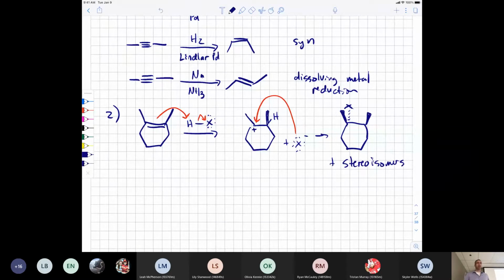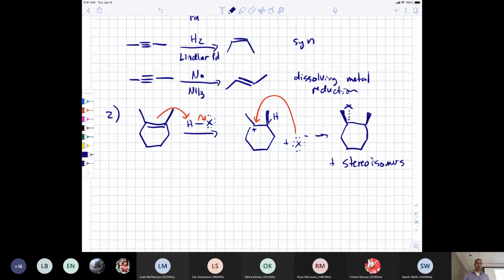Because that carbocation is flat, the nucleophile can attack at the top or the bottom. So it's 50-50 chance, so you're going to have a pair of enantiomers. Also, the hydrogen, when it goes on, can go either in the front or the back. So there's going to be a 50-50 chance of that too. So you have a total of 4 stereoisomers, which would be RR, RS, SR, and SS. And all of them can be formed.